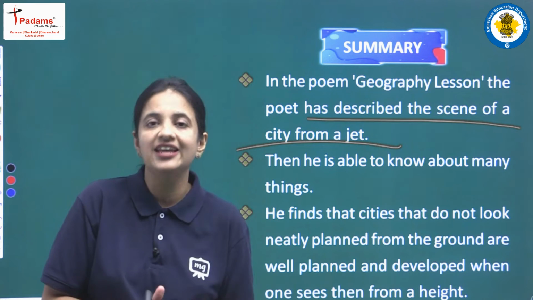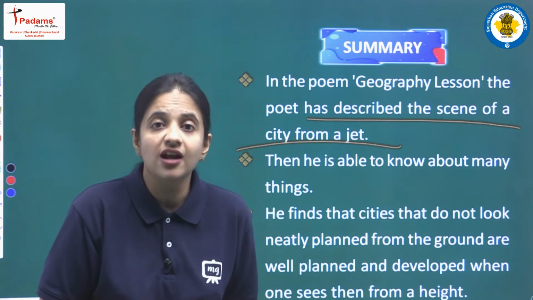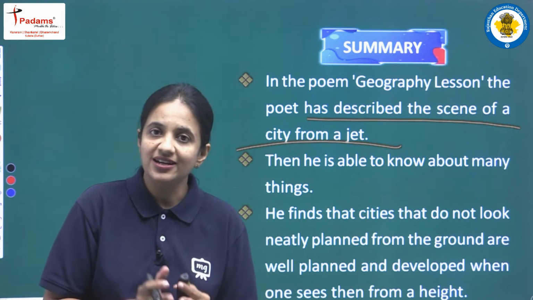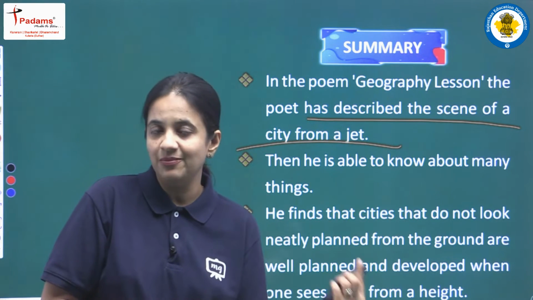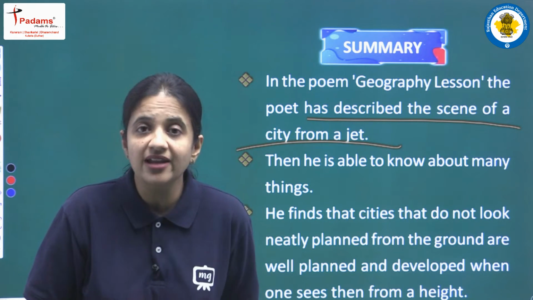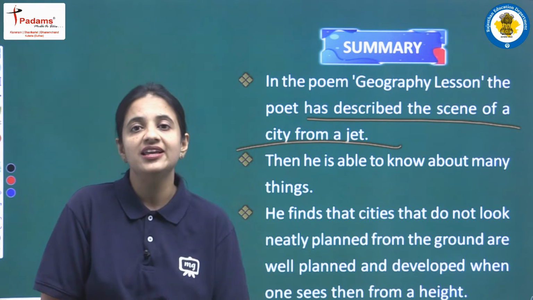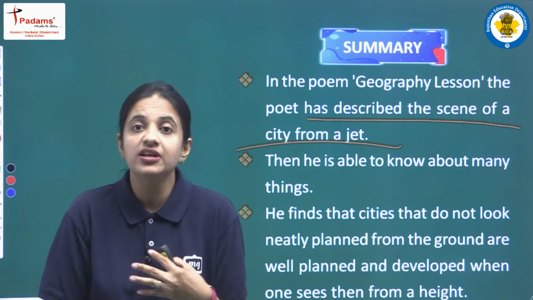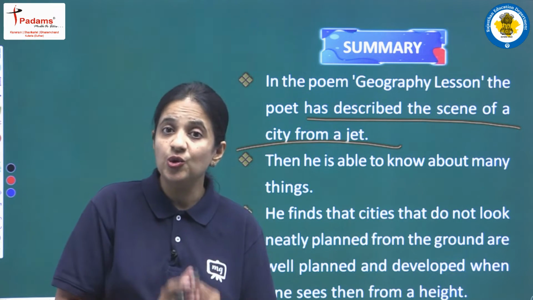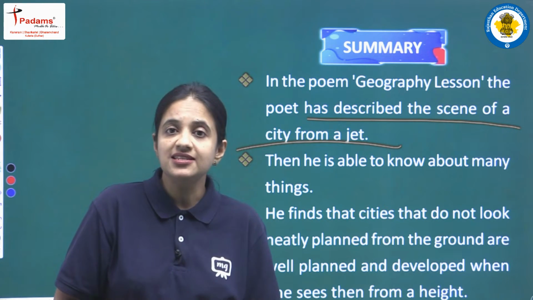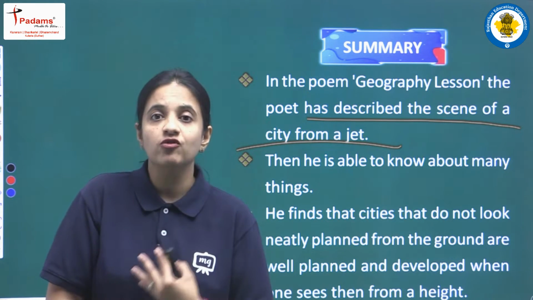The first thing the poet understands is that when he was on the ground, in the city, he thought his city was not at all systematically planned, and that it had so much disorder and confusion. But when he is at that height and has an aerial view of his city, he finally understands that no, his city is neatly planned, very systematically planned, and planned the way that was required, that was necessary.